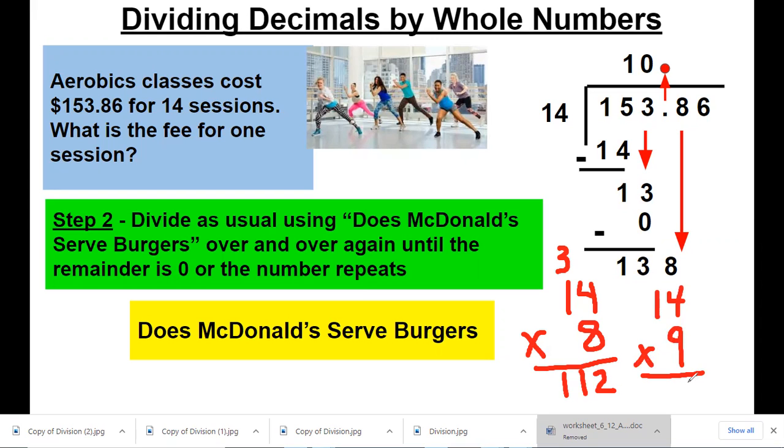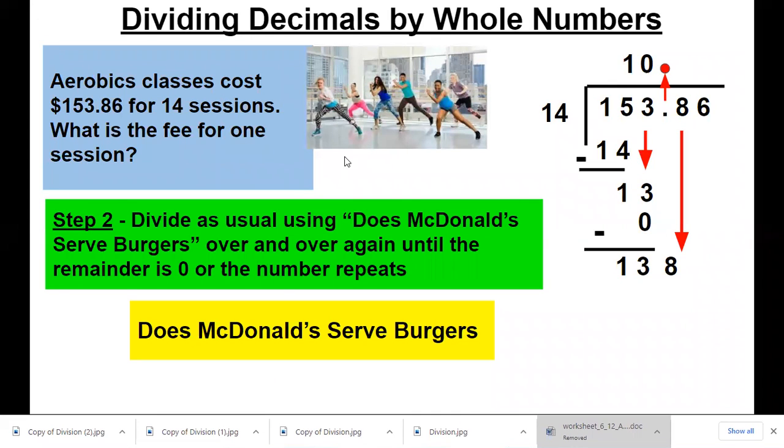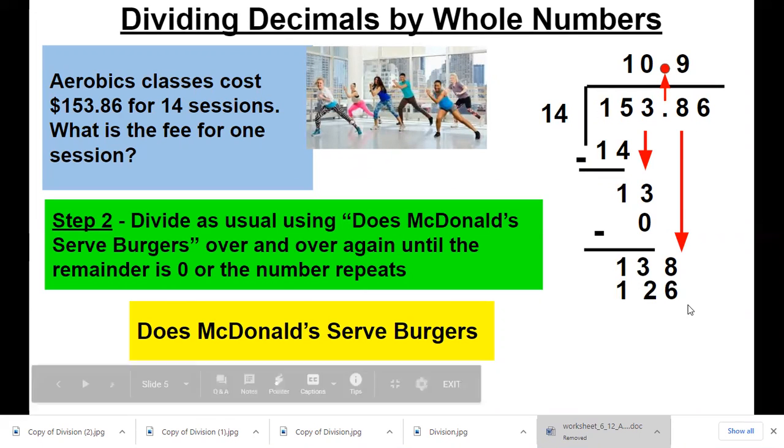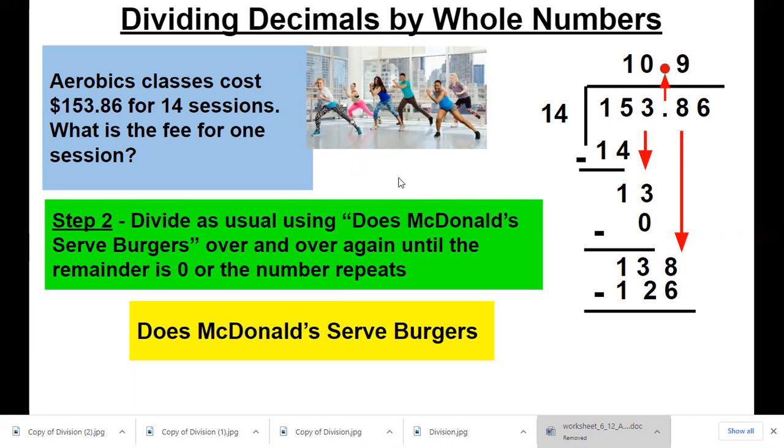4 times 9 is 36. So you put down the 6 and you carry the 3. 9 times 1 is 9 plus 3 more. 10, 11, 12, 126. So 9 does work. So we're going to use 9 up here on the top. So let me clear my drawings. Let's put the 9 in there. 14 goes into 138 9 times. Now I multiply. 14 times 9, we just did, was 126, and now we subtract. 8 minus 6 is 2, 3 minus 2 is 1, so 12.